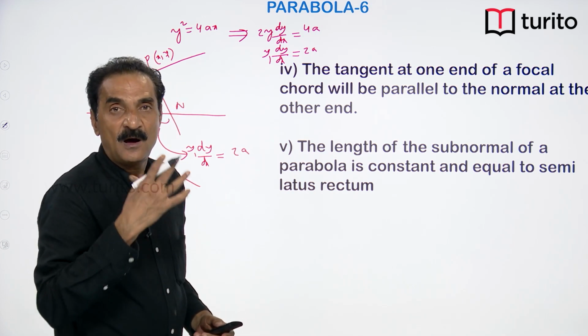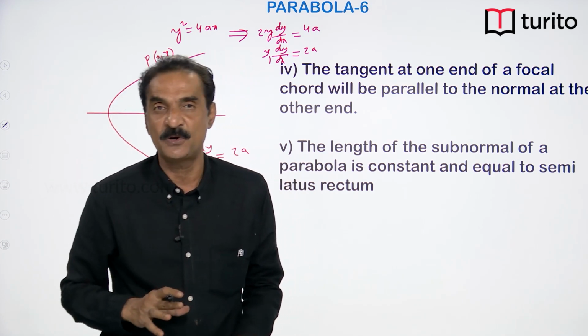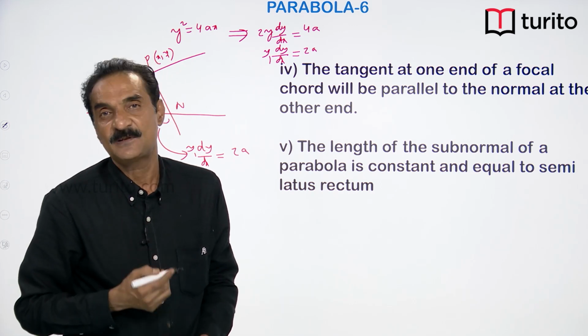What is 2a? Half of the latus rectum. Length of the latus rectum is 4a. So, length of the subnormal is 2a.